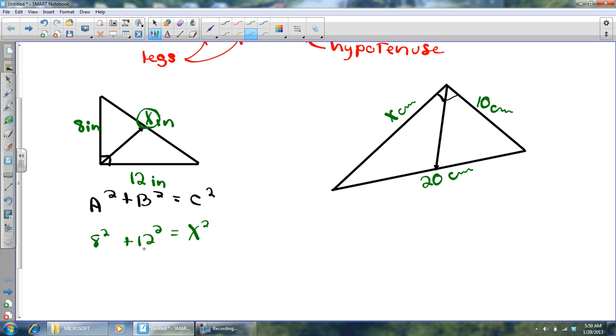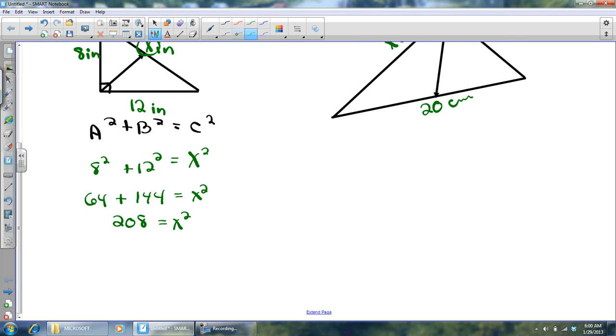Now I'm going to simplify the right-hand side by squaring the 8 and the 12. Well, 8 squared is 64. 12 squared is a gross, that is, 144. All right, and then I have x squared. Now I'm going to add together, and I think I'm going to get 208. I think that's right. So I have x squared is 208, but I'm not solving for x squared, I'm solving for x. So to undo my square, I need to take the square root.